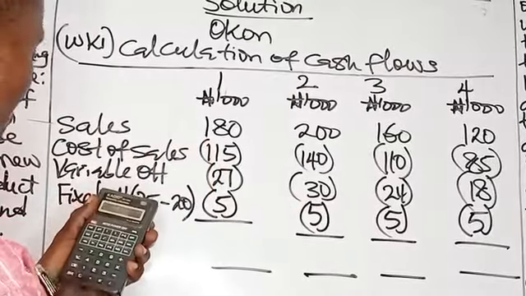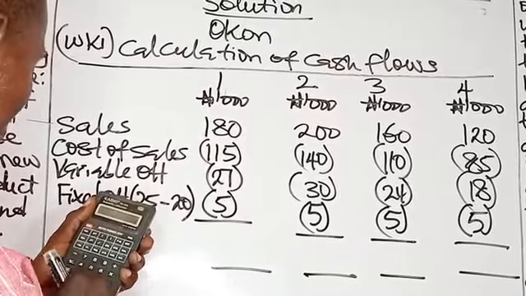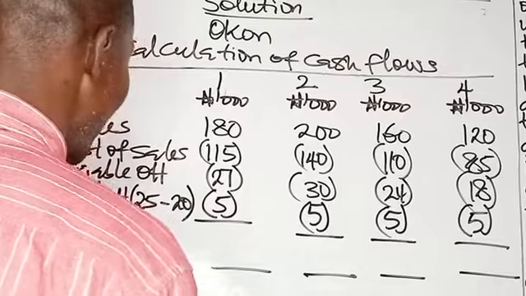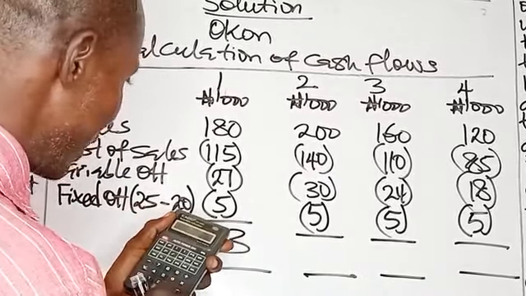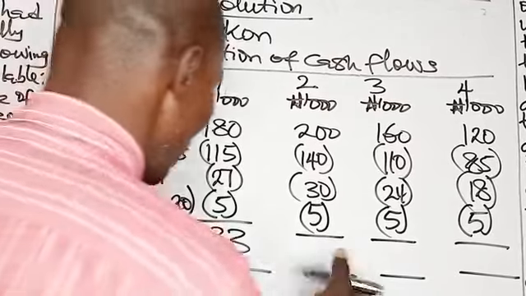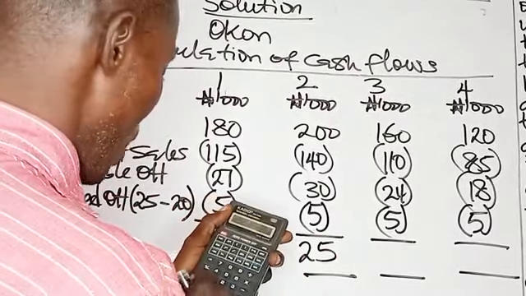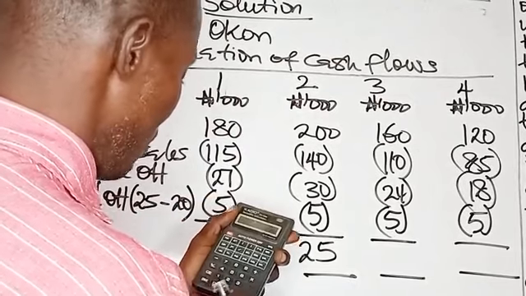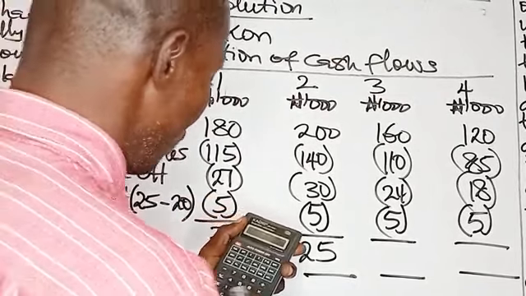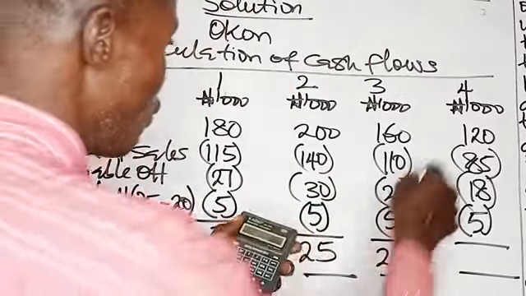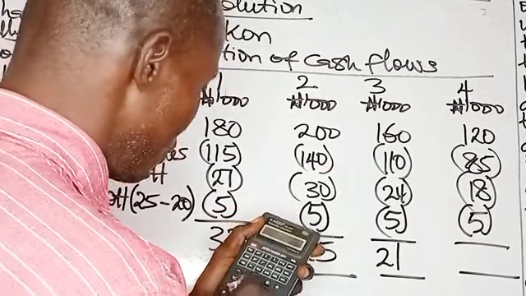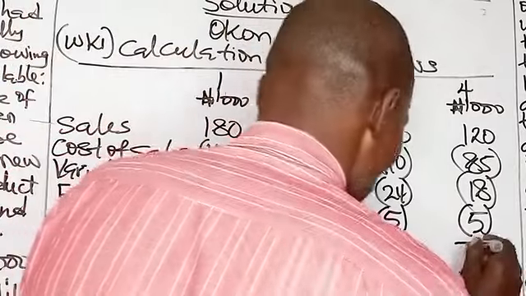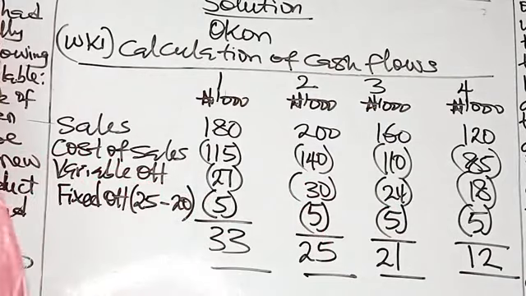Now, our cash flows will be 180 minus 115 minus 27 minus 5. So you have 33,000 for year 1. Year 2, 200 minus 140 minus 30 minus 5. You'll be left with 25. Then year 3, 160 minus 110 minus 24 minus 5. So you'll be left with 21,000. Year 4, 120 minus 85 minus 18 minus 5. Then you have 12,000. This is one way of calculating the cash flows.